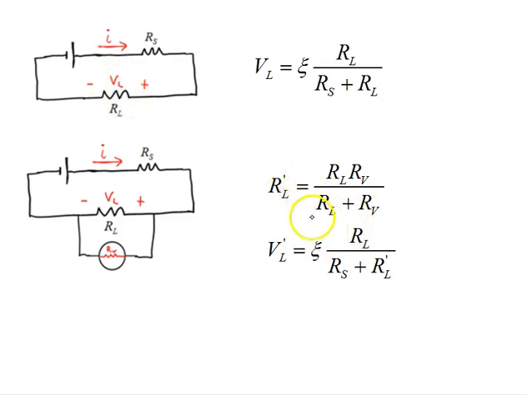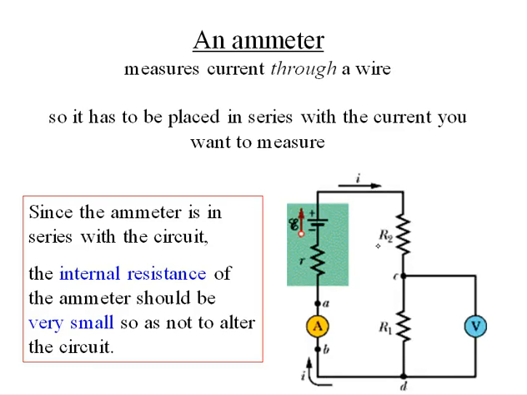That resistance being less than that, our voltage will also be affected by that, and we get our load voltage being RL divided by RS plus our RL prime.